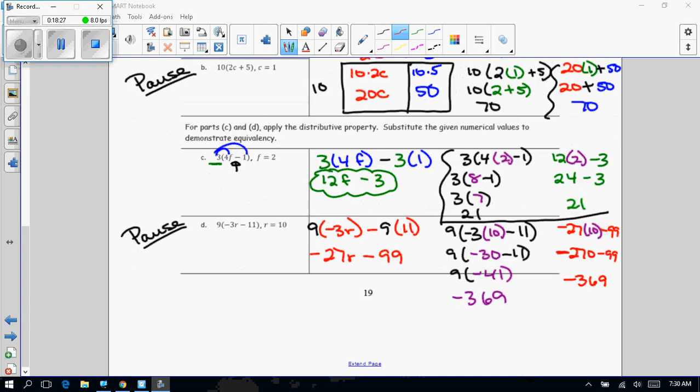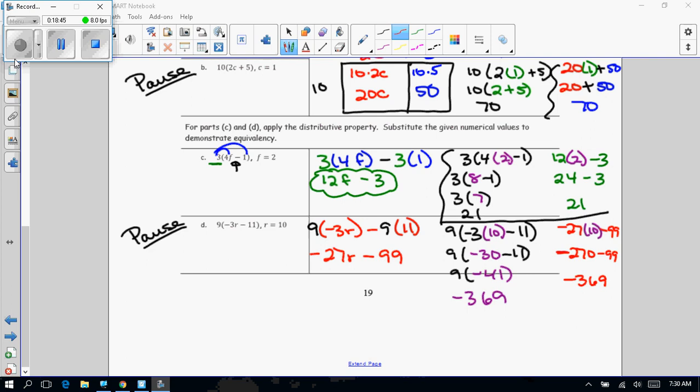Okay, well, there is all my work. I multiplied, distributed that out, right? And I got negative 27R minus 99. And then I just plugged in my 10 into both the original equation I was given in part D and the new one that I made, and I found that the answers were the same.